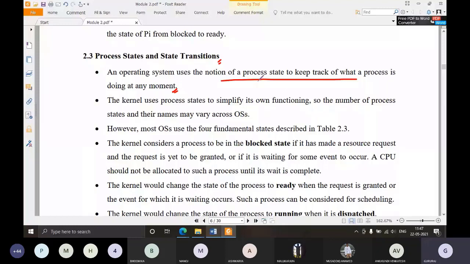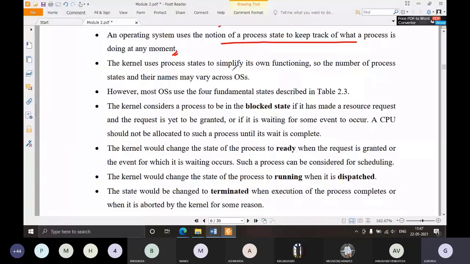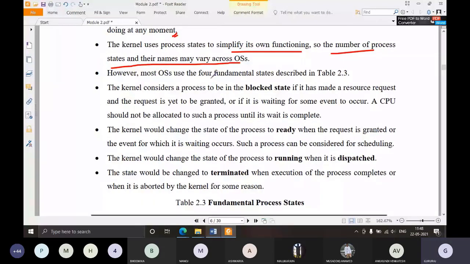So the kernel uses process states to simplify its own functioning. Kernel, as I told, is the heart of the operating system. To simplify its own functioning, it has created these states and maintains the information regarding them. The number of process states and their names may vary across OS, but OS uses 4 fundamental states. In any OS, irrespective of the company of the OS, there are usually 4 fundamental states.